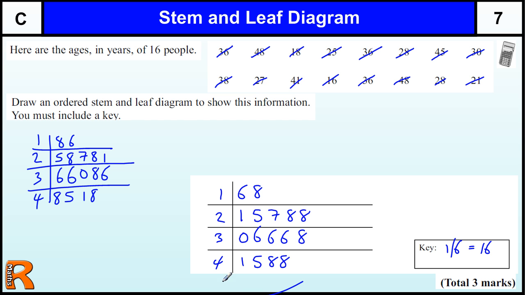And those are the sort of calculations that can come from stem and leaf diagrams. But this question is just about drawing one, and it's worth 3 marks.